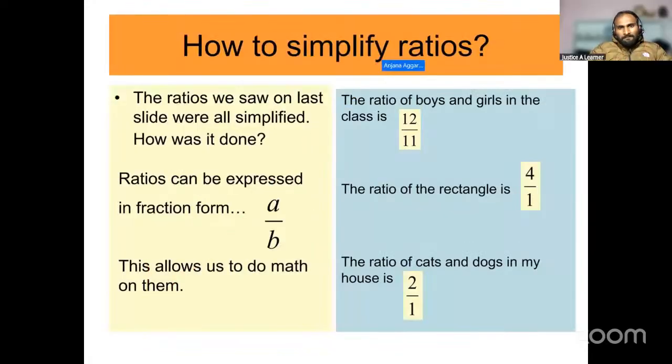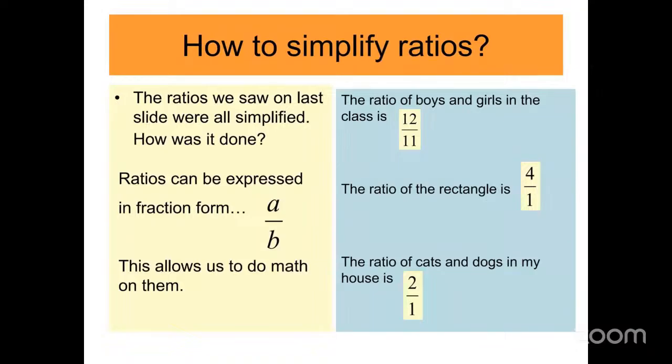Oh, I know how to do this. How to simplify ratios. The ratios we saw on the last slide were all simplified. How has it been done? Ratios can be expressed in fraction form. This allows us to do math on them. The ratio of boys and girls in the class is 12 and 11. The ratio of the rectangle is 4 and 1. The ratio of the cats and dogs in my house is 2 and 1.